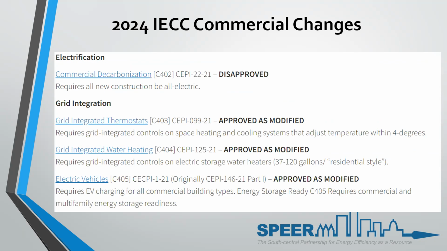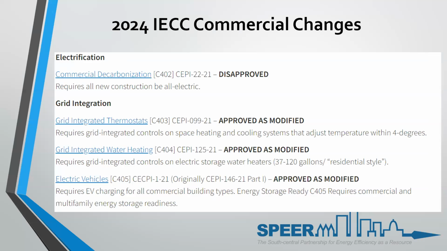Electrification. So what was disapproved was commercial decarbonization. I think it's made it into the residential, but someone did not approve the one for commercial, and that would require all construction to be all electric. So that's very tough to do in Texas and Oklahoma, being that it's a gas driven and oil driven state. It's kind of tough to say you're going to do all electric. Grid integrated thermostats approved as modified. And grid integrated water heaters approved as modified.